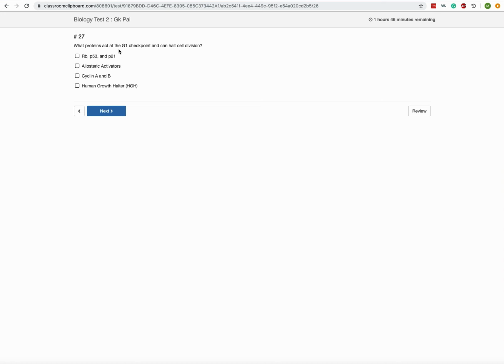What proteins act at the G1 checkpoint and can halt cell division? They are RB, P53, and P21. This is in the module text. It may not have been covered very much in class, but it's important to know this. They're like tumor suppressor proteins in a way, because they check the cell to make sure it's doing what it's supposed to and nothing's going wrong with it. And if something is, then they can actually cause the cell to kill itself.